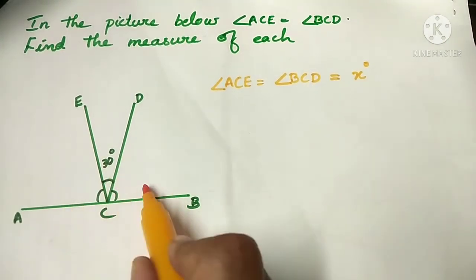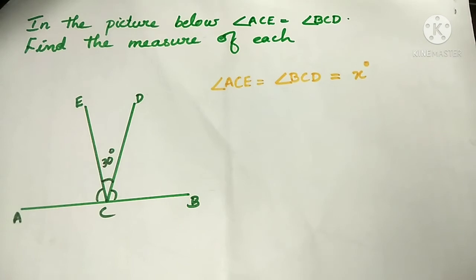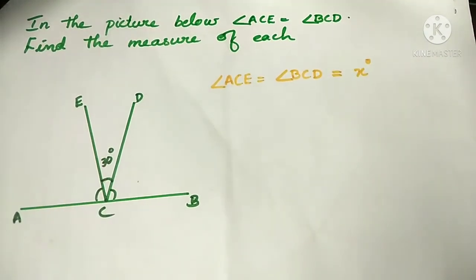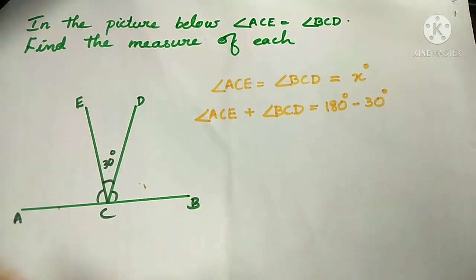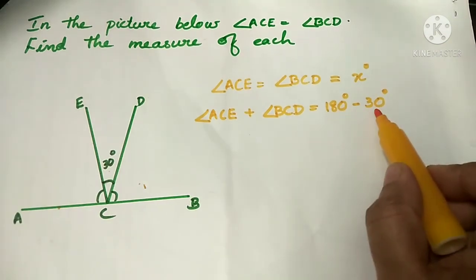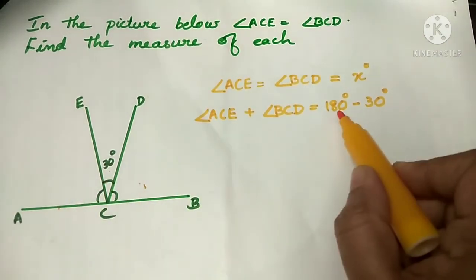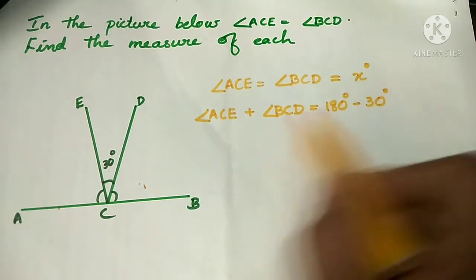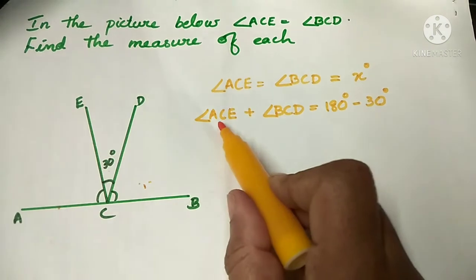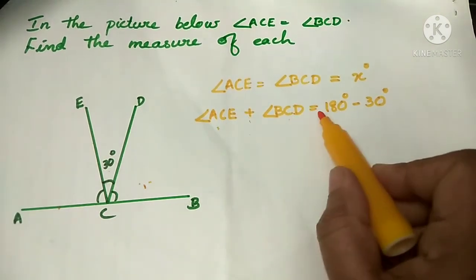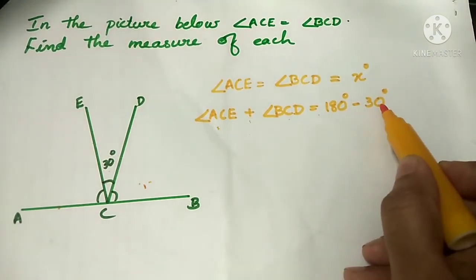That means the sum of these three angles is 180 degrees. And one of the angles we know is 30 degrees. So, to get these angles, we need to subtract this 30 degrees from 180 degrees. So, we can write angle ACE plus angle BCD is equal to 180 degrees minus 30 degrees. From the whole 180 degrees, we subtract this 30 degrees to get the sum of these two angles.